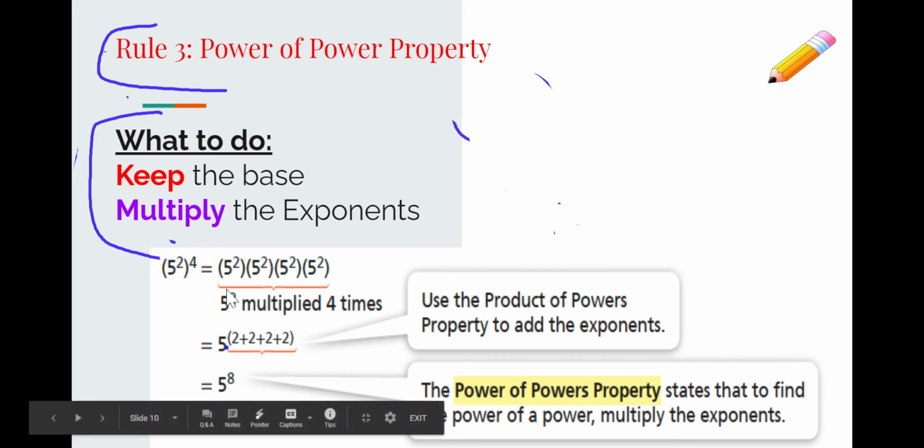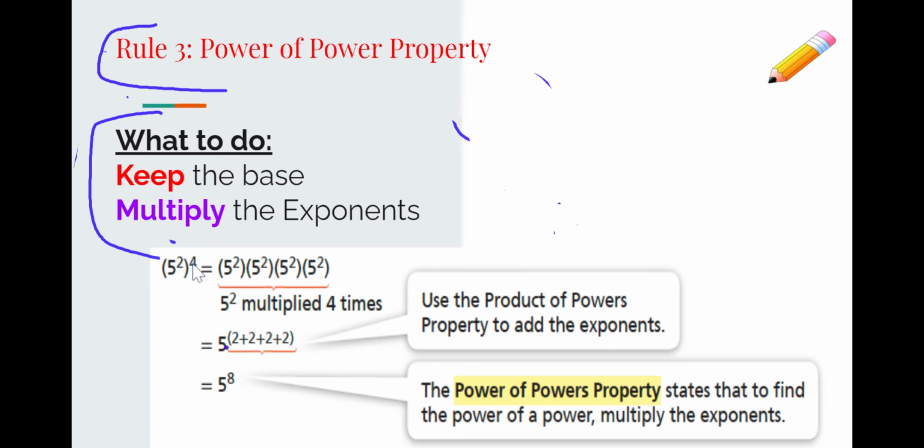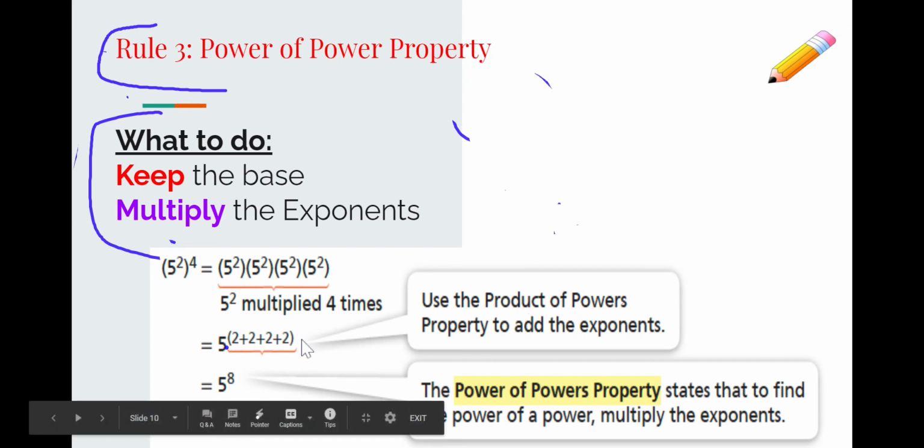Okay, so we have 5 squared to the power of 4. So power to power. Remember, this is technically 5 squared times 5 squared times 5 squared times 5 squared. If you remember back to our first rule, when we multiply and the base is the same, we just add the exponents. So we're adding all the exponents. But we know that 2 plus 2 plus 2 plus 2, 4 times, is the same thing as doing 2 times 4. When the numbers are real big, we don't want to sit here and add them all up to get 8. So you just multiply.